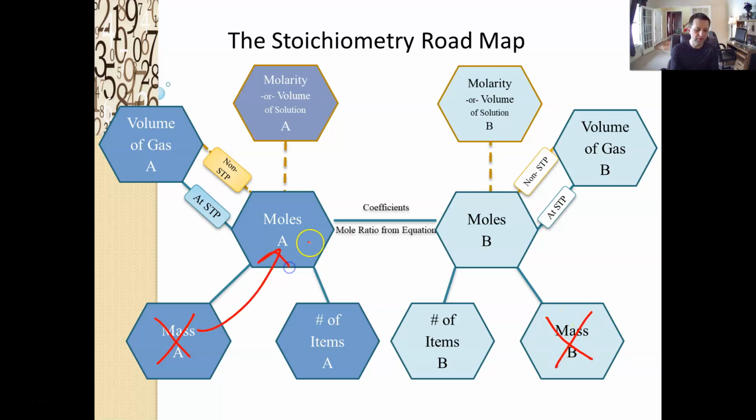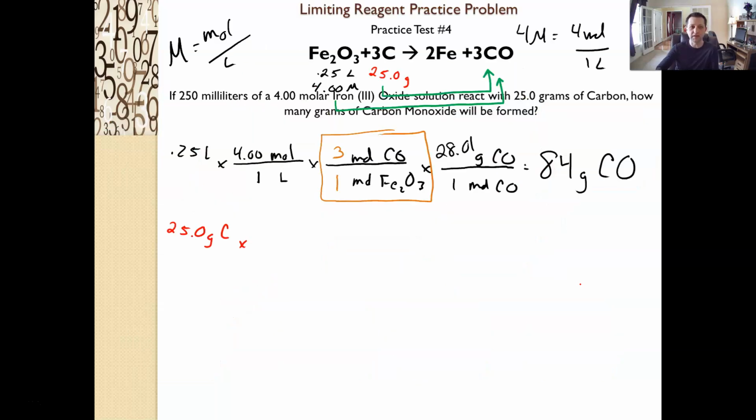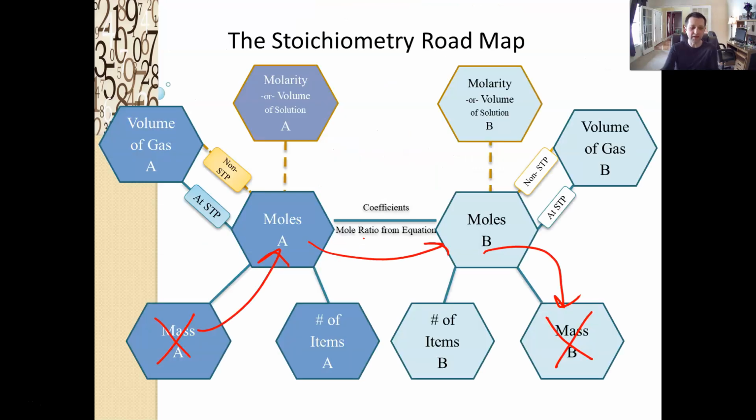So I need to go 1, 2, 3. All right, so I need to convert to moles of A, then moles of B, and then mass of B. Let's go ahead and do that. We know how to do all these. This is a simpler calculation because there's no molarity involved. I'm going to cancel out grams of carbon and go to moles of carbon because that's my substance A.